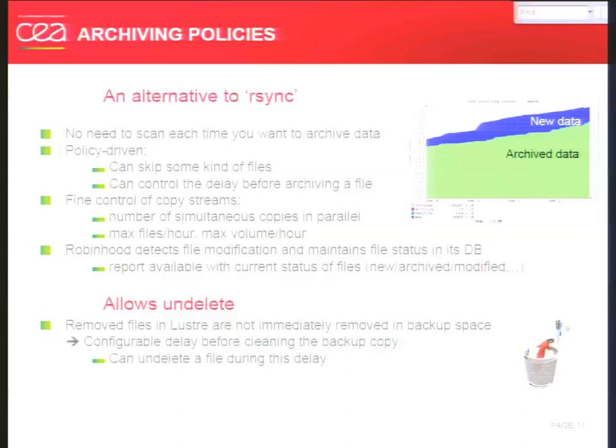So it is policy driven, so you can put whatever rules you want to tell this data needs to be copied before that one, this one is more important than the others, etc. And so ROBINHOOD is keeping track of which data has been copied and which data has not, and if a file is modified in Lustre, it will try to copy it again, etc. It can control the number of copies you are doing and the volume and so on.